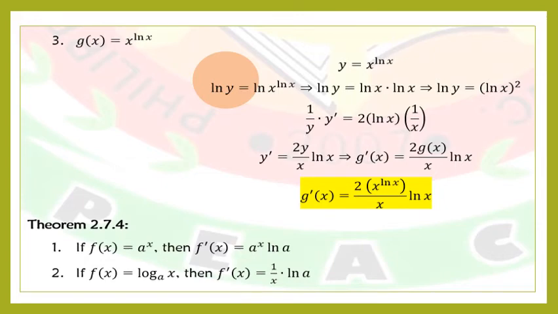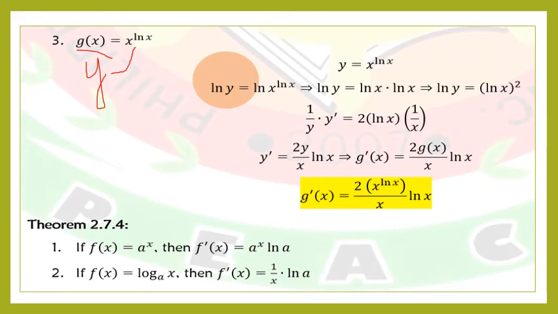So the solution is still the same for examples 1 and 2. For number 3, it's the same. Step 1 is take ln or log of both sides, step 2 is differentiate implicitly and solve for y prime or dy over dx, and step 3 is express y in terms of x. As I said earlier, before we proceed to step 1, if the given is not written with the variable y, we need to convert this g of x as y is equal to this, x to the power of ln of x. Then we proceed to step 1.